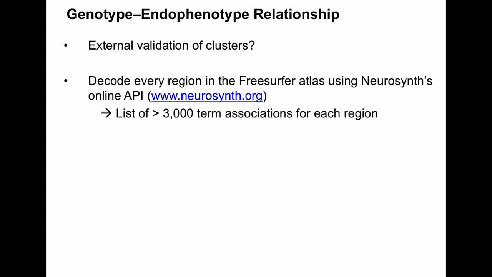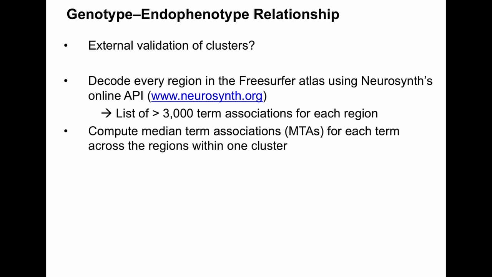What this does is you can give it a mask. We use the decoding feature. You can give it a mask of an area, or you can give it a brain map, and it will give you the association of more than 3,000 terms with this map. And that's what we did for each one of the FreeSurfer areas, for each one of the morphological brain areas. And then we computed the median term association for each term across the regions in one cluster.